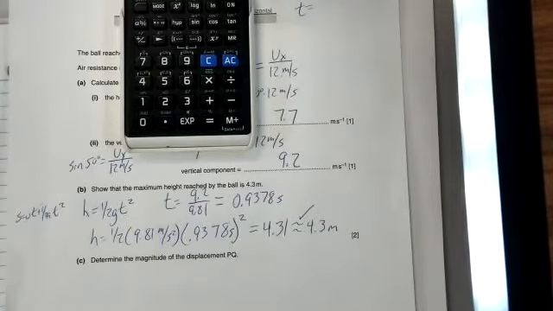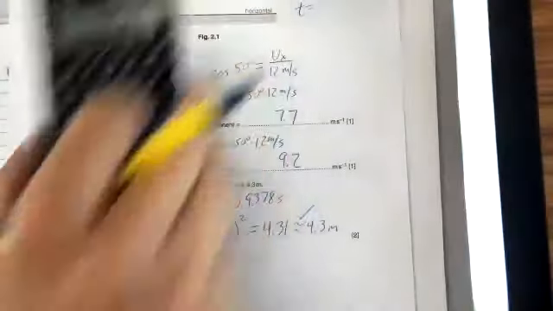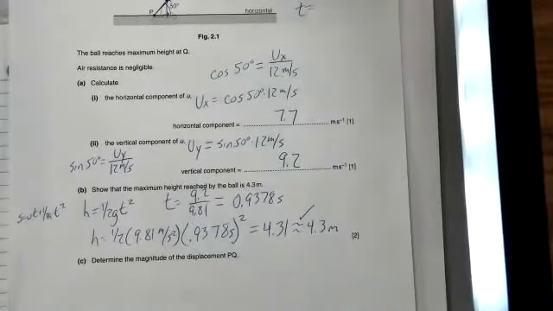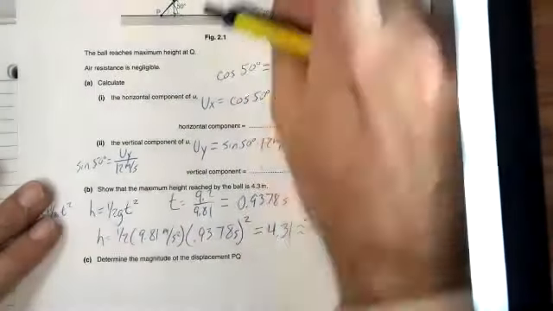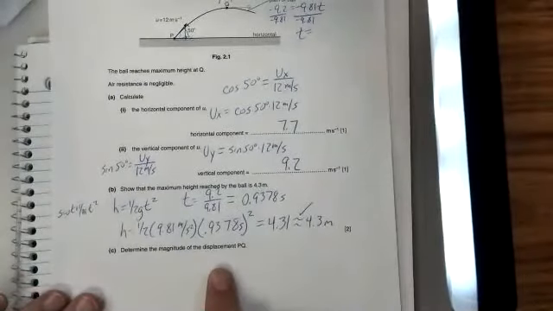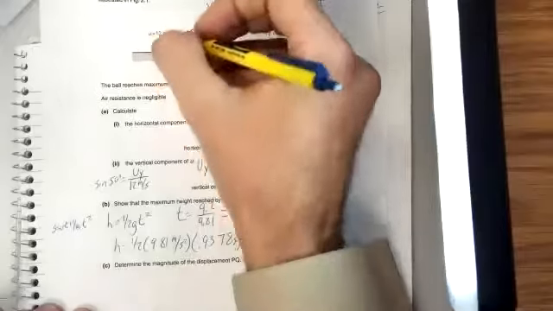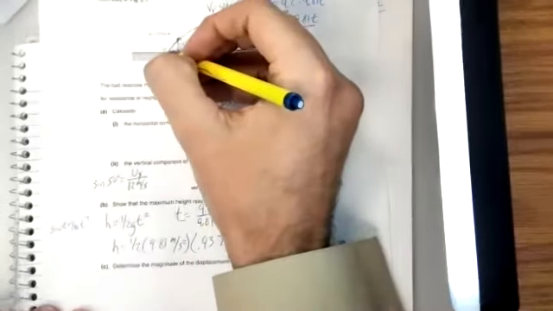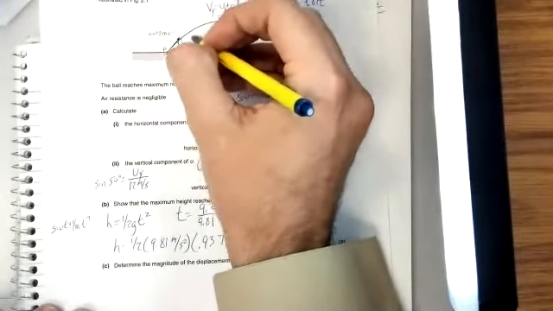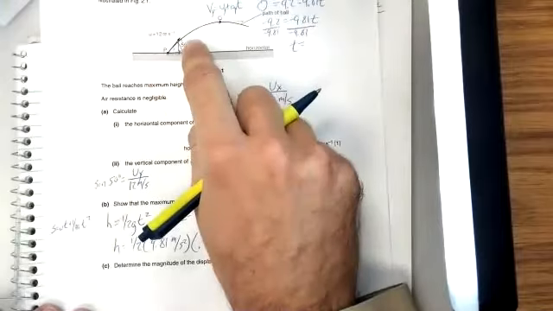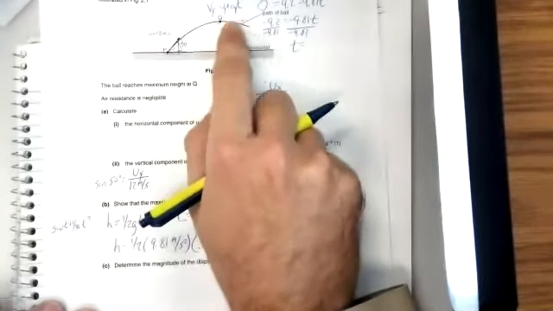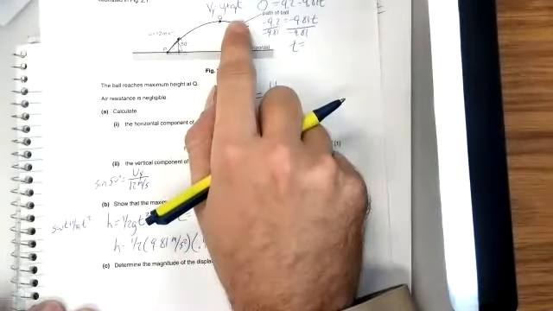The final thing we're doing with this is determine the magnitude of the displacement PQ. So the displacement PQ is the straight line distance from point P up to point Q. Okay, it's that quantity right there. It's not the path that the ball takes, it's just the net change in position from P to Q.